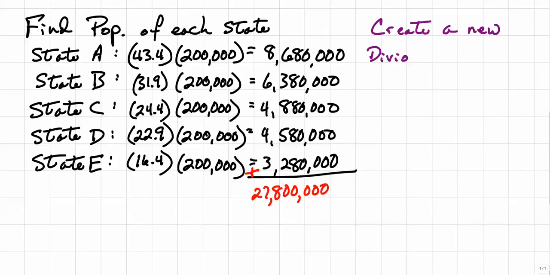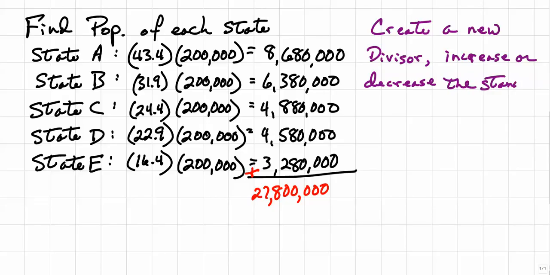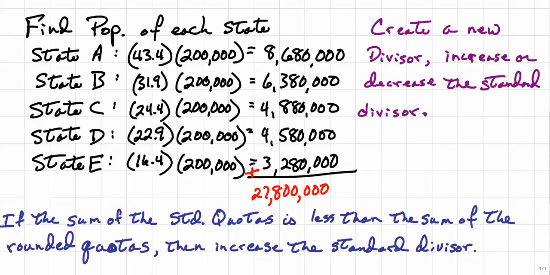In order to create a new divisor, we're either going to have to increase or decrease the standard divisor. There is a little trick to this, okay? So, as I said, to create a new divisor, we're going to increase or decrease the standard divisor. And that's this statement right here.